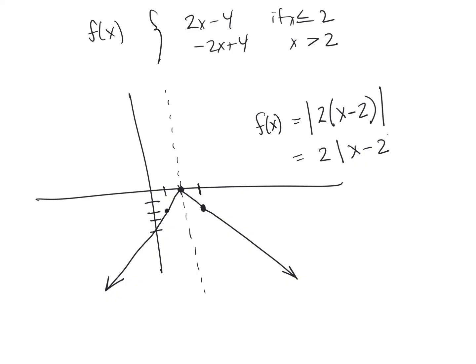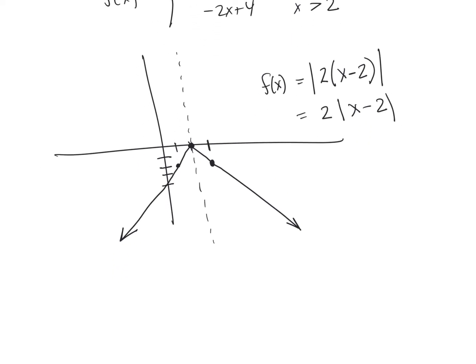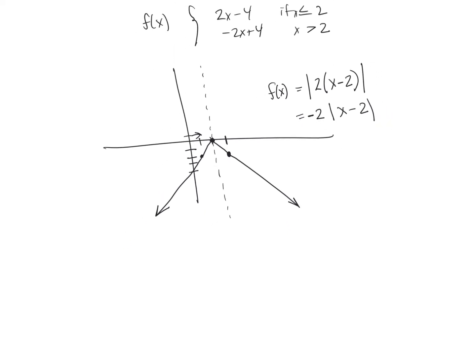Or I could also write this as 2 absolute value of x minus 2. Wouldn't it be negative 2? No, I'm going to the right. Oh, thank you, negative 2, because I'm going upside down.